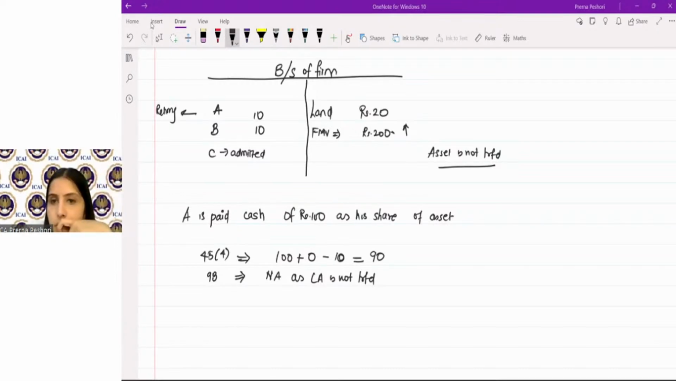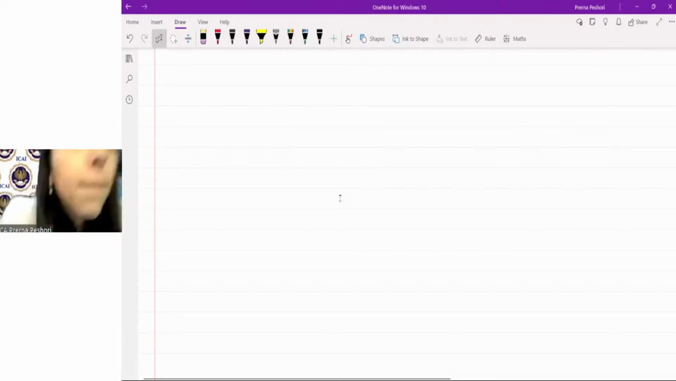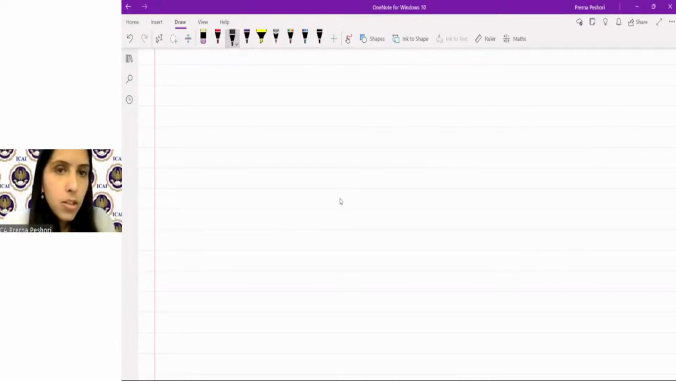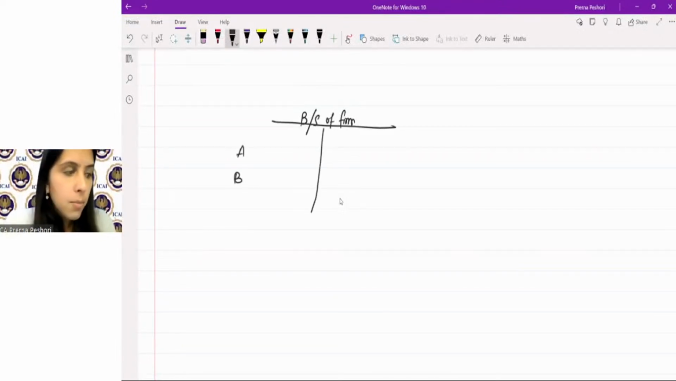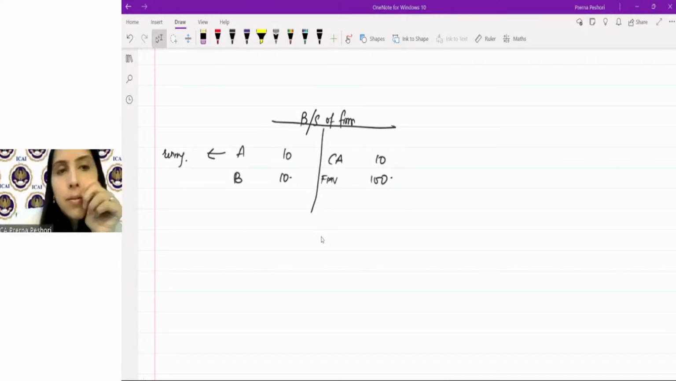Let's say, let's take an example. Same this example. Let's say there is this balance sheet of the firm. Partner A and B are there. Share 10-10. There's this capital asset, the cost of which is 10. FMV is 100. Now A is retiring and the capital asset is given to A. So in this case, the capital asset is given to A. In which case, what will happen?